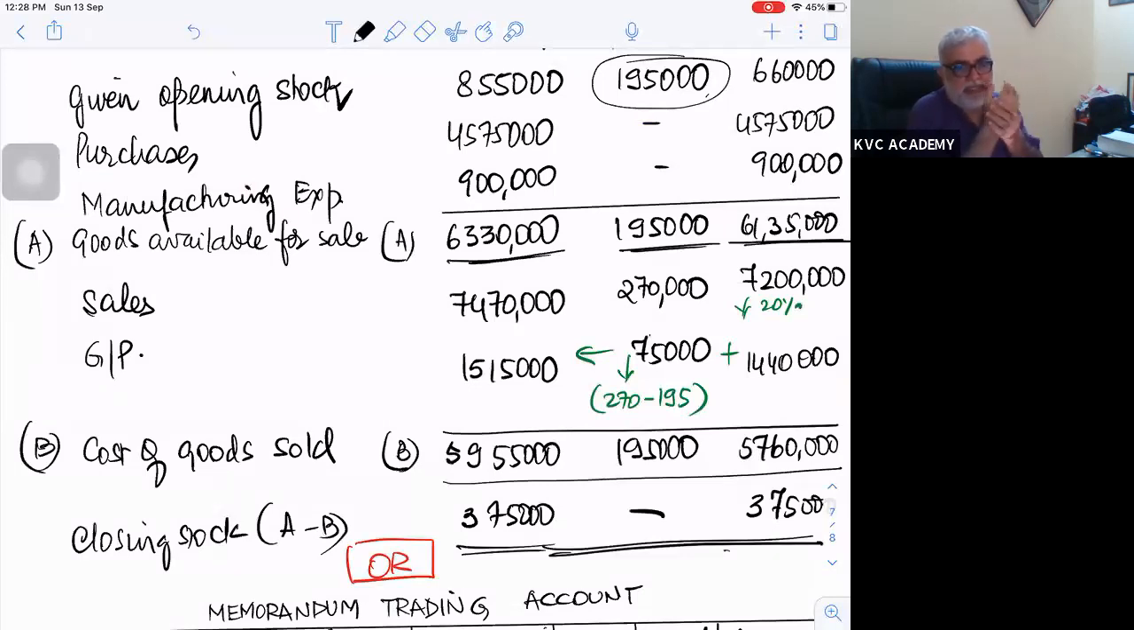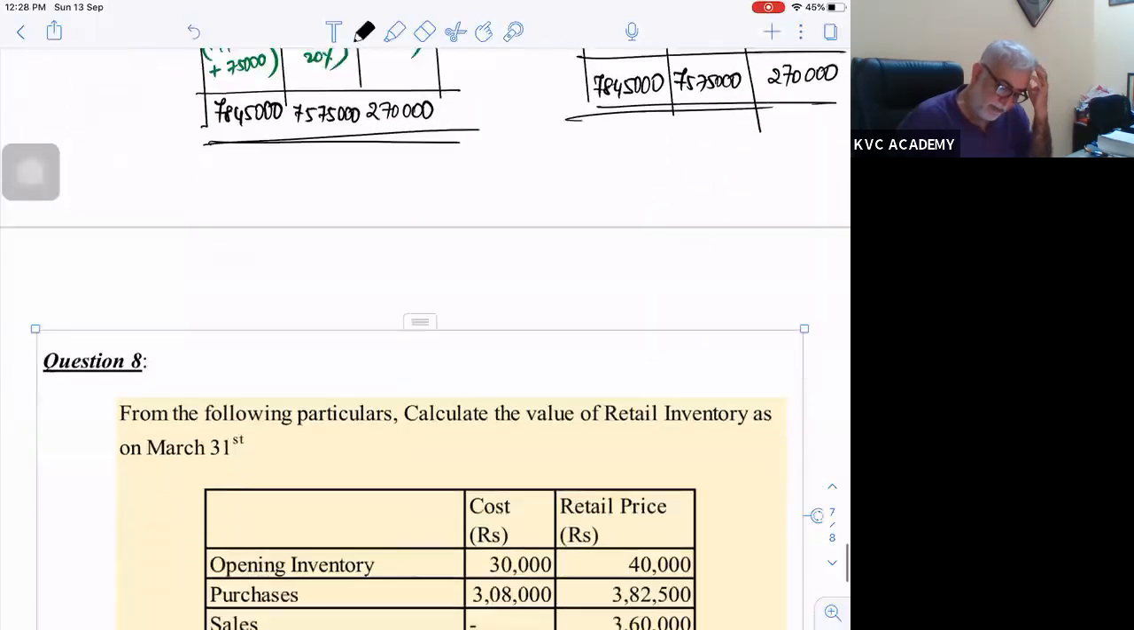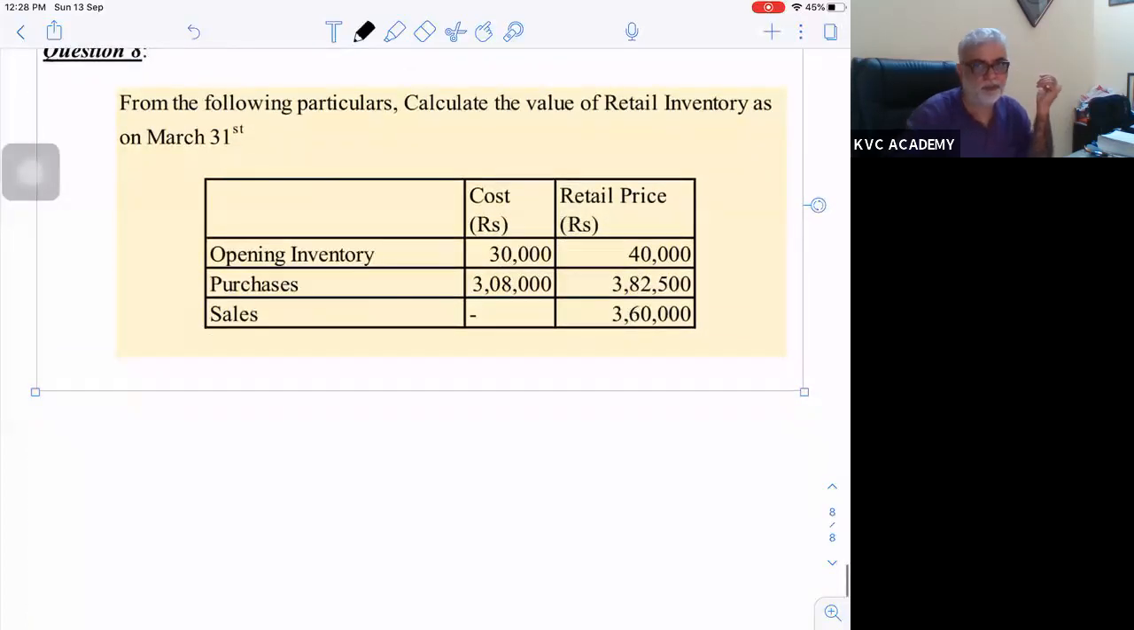Goods available for sale minus cost of goods sold. No, Pratik. Cost of goods available for sale minus cost of goods sold. Okay, look at the answer now.